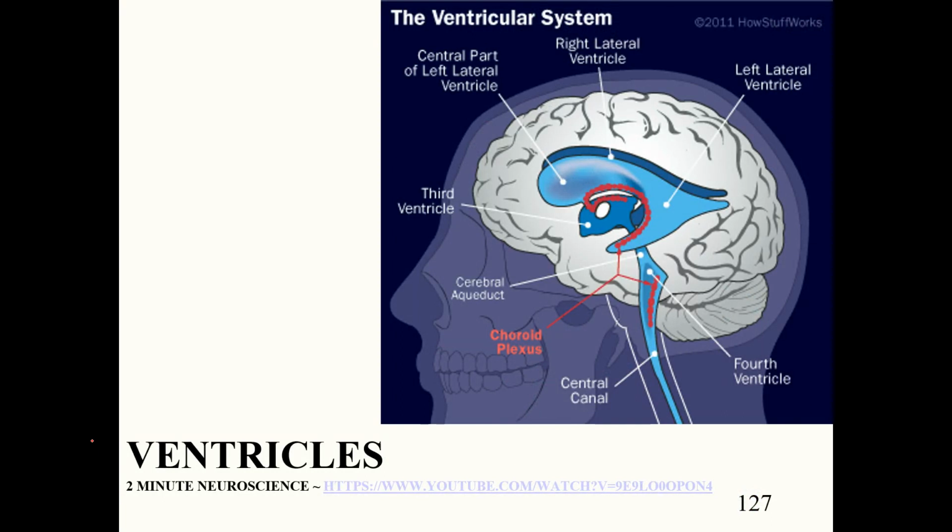You've got your ventricle system here. You've got a 2-minute neuroscience hyperlink right down here. But this shows you the blue, which is showing the cavities within the brain, which are called ventricles. They make and contain cerebral spinal fluid. The ventricles do. There's also some passages involved.